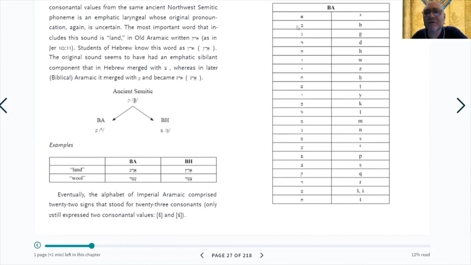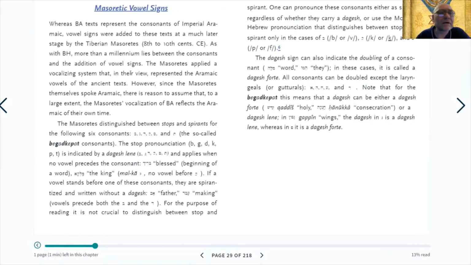Okay, so here's Biblical Aramaic. Okay, this is Biblical. Remember, this is not Imperial. Okay, so Masoretic vowel signs. When biblical Aramaic texts represent the consonants of Imperial Aramaic, vowel signs were added to these texts at a much later stage by the Tiberian Masoretes, 8th century to 10th century Common Era, or after Messiah. As with biblical Hebrew, more than a millennium lies between the consonants and the addition of vowel signs.